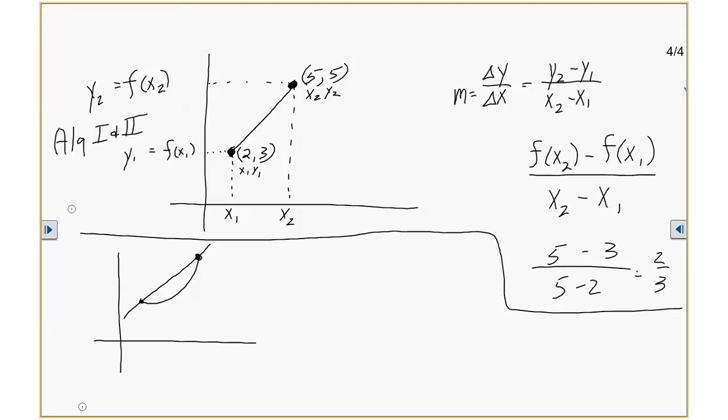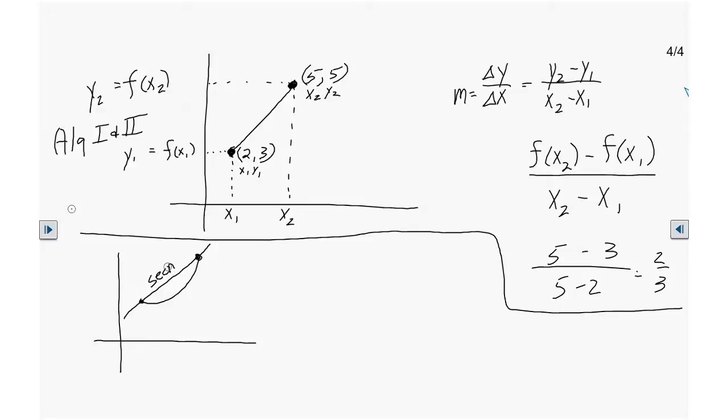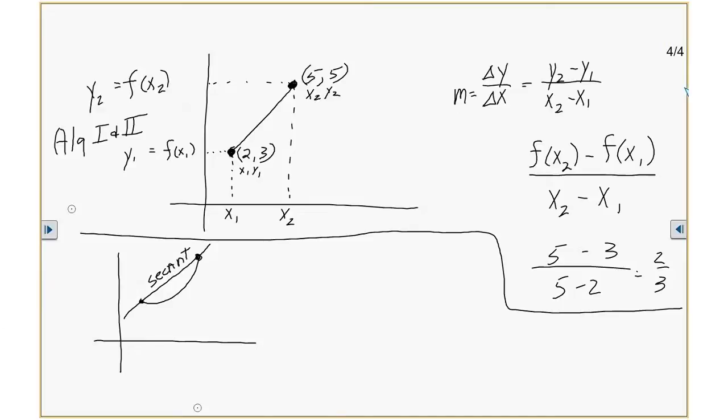Starts with an S. Secant. Good. Some of y'all learned that. Some of y'all had good teaching. No comments. All right, that's the secant line.